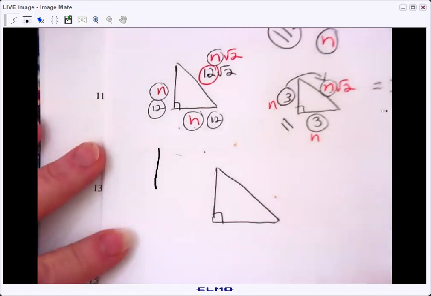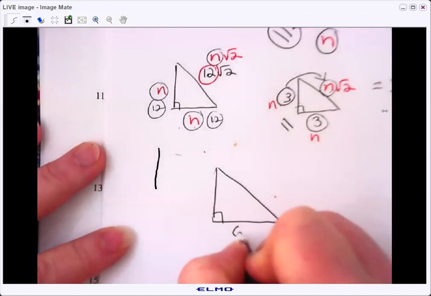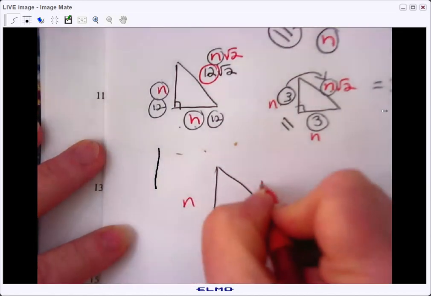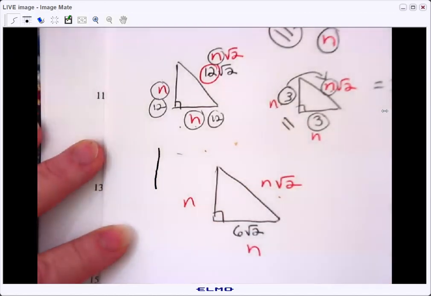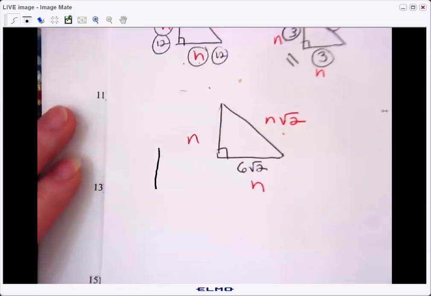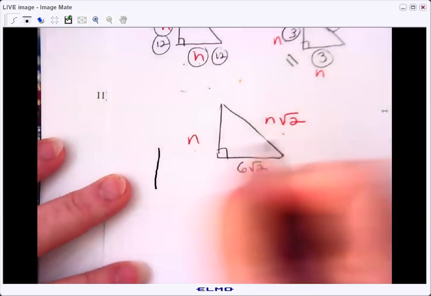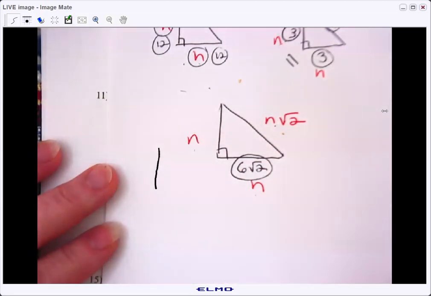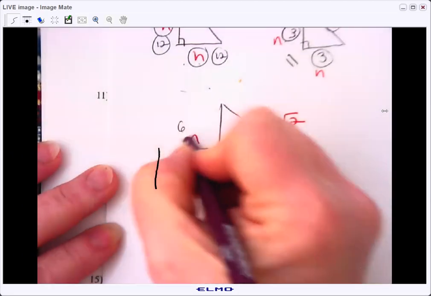But we're going to call this one 6 root 2. We have n, and n root 2. But what did we say they all have in common? The n. Okay. So this is my n, that's my n, and that's my n. So this is the number they're all going to have in common. So what does that make the left side? 6 square root 2.